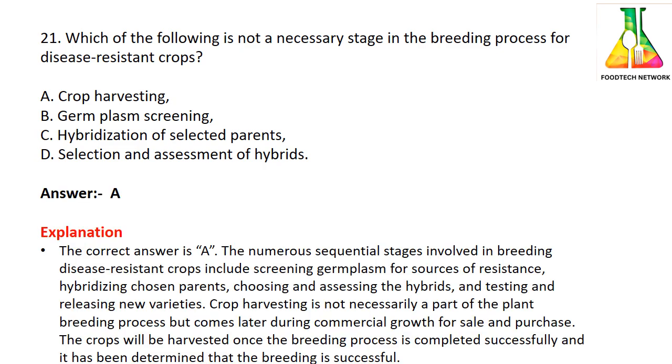Option A. The numerous sequential stages involved in breeding disease resistant crops include screening germplasm for a source of resistance, hybridizing, choosing parents, choosing and assessing the hybrids, and testing and releasing the new varieties. Crop harvesting is not necessarily a part of the plant breeding process but comes later during commercial growth for sale and purchase, and the crop will be harvested once the breeding process is completed successfully and it has been determined that the breeding is successful.